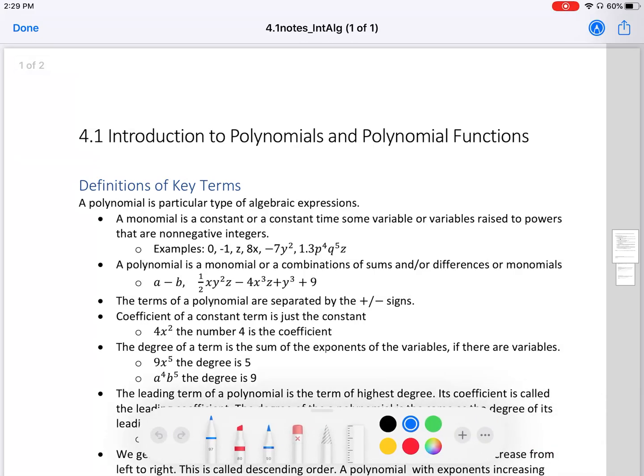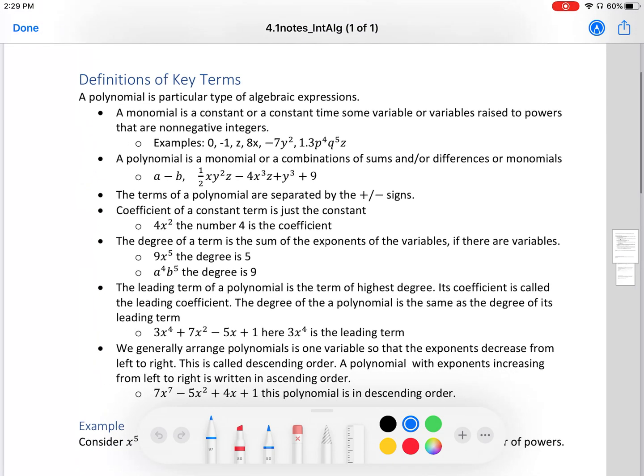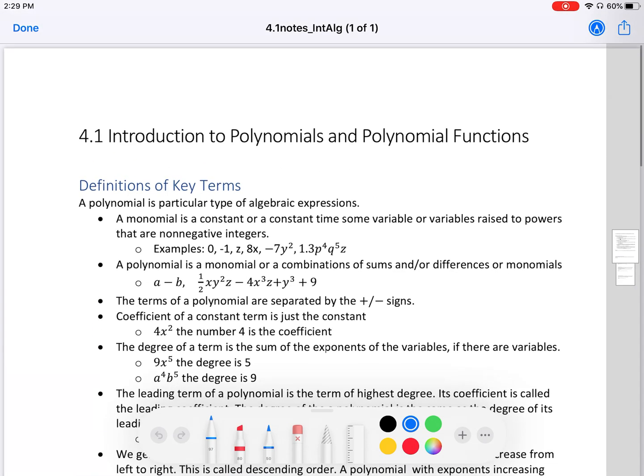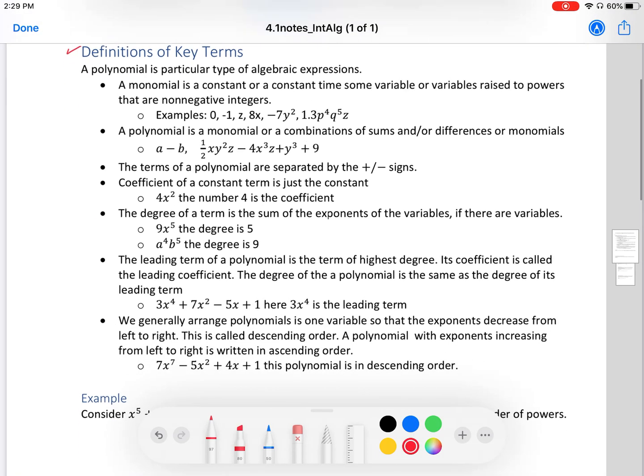Section 4.1 Introduction to Polynomials and Polynomial Functions. We're starting a new chapter, which is going to deal a lot with polynomials and how to work with them, multiply them, factor them. To begin, let's start off with some key terms.